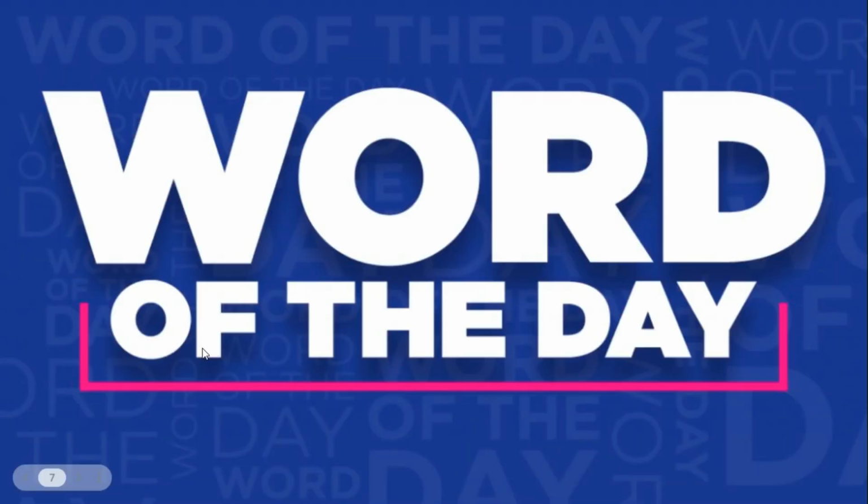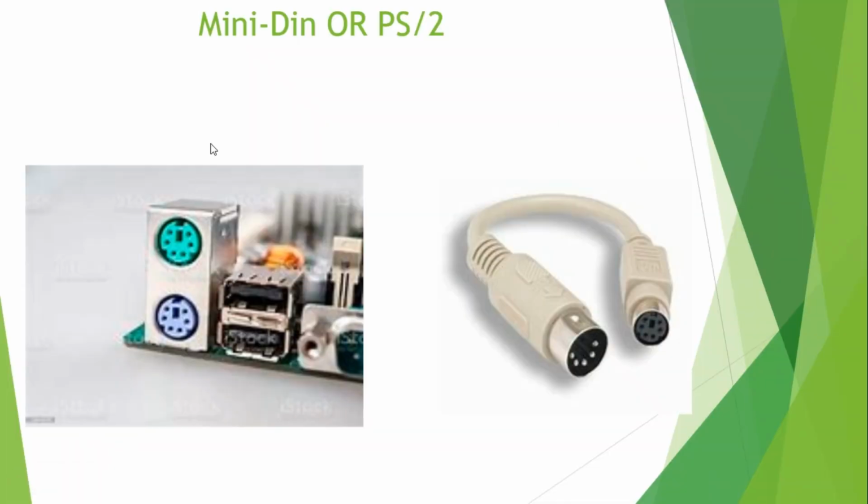Okay, brings us to word of the day. Word of the day is mini DIN or PS2. This, guys, is what they used to use to connect keyboards and mouses. As you can see, this is part of the motherboard here, or you have a cable as such. It's basically a 6-pin. This would be considered the female, this would be considered the male. Okay, and that was basically what we used to connect keyboards and mouses.